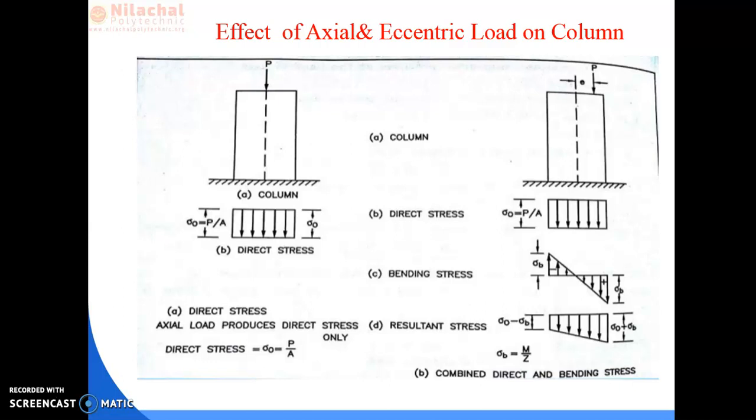We are continuing with the video lecture class on combined and direct stress on column. In the previous class, we have already studied the effect of axial and eccentric load on column. Here in this video, we'll go for calculation of maximum stress and minimum stress produced in the column due to the combined effect of eccentric load and axial load.